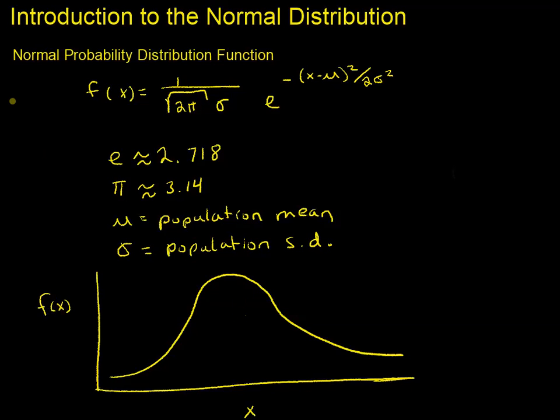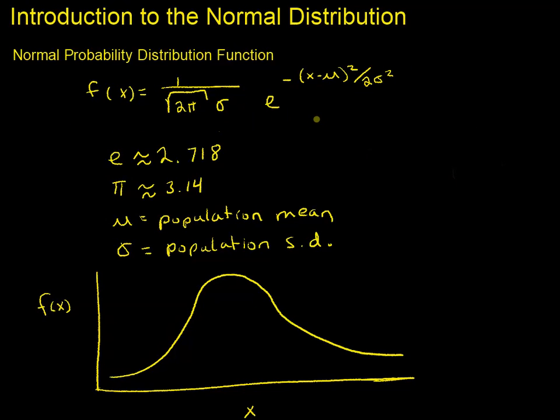In this video, I'm going to introduce the normal distribution and its probability distribution function. Okay, so this is the probability distribution function. It's 1 over square root of 2 times pi times sigma, and then times e to the power of negative x minus mu squared divided by 2 times sigma squared.